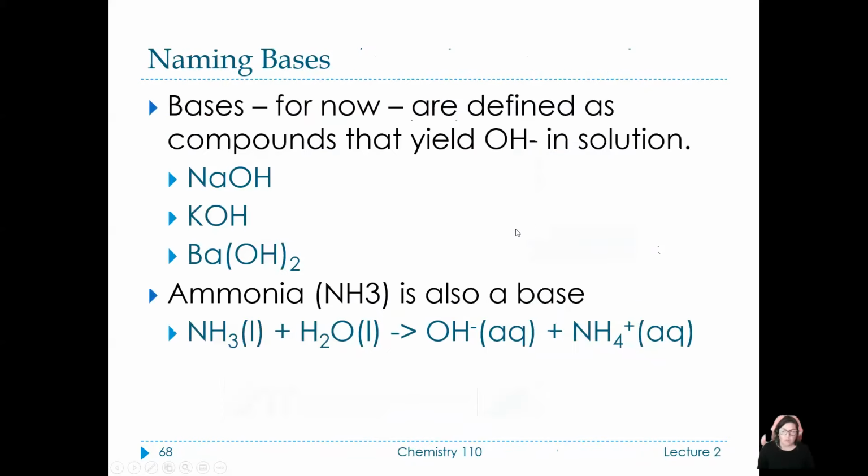Naming bases. For now, bases are defined as compounds that yield OH minus in solution. So NaOH, KOH, Ba(OH)2: sodium hydroxide, potassium hydroxide, barium hydroxide. Ammonia, NH3, is also a base. Why does that happen? Because NH3 is the conjugate base of a weak acid, so it will pick up a proton from water. NH3 plus H2O goes to OH minus plus NH4 plus. And so it still gives off this OH minus and therefore is defined as a base.